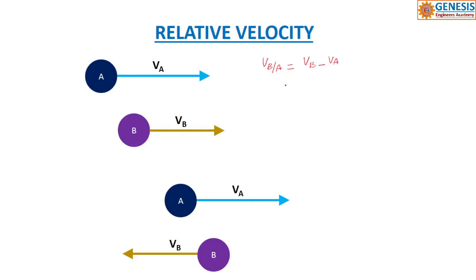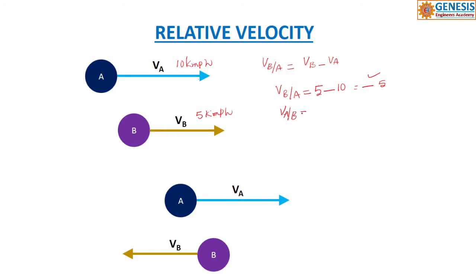Okay, so suppose A is moving with 10 kilometers per hour and B is moving with 5 kilometers per hour. So what is the relative velocity of B with respect to A? B is 5, A is 10, so this is minus 5 kilometers per hour. So what would happen to that? I will discuss. And what about VA with respect to B?